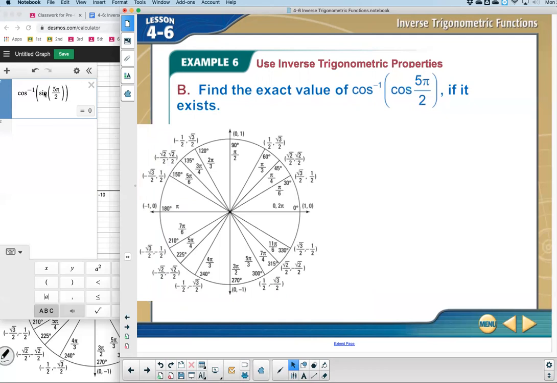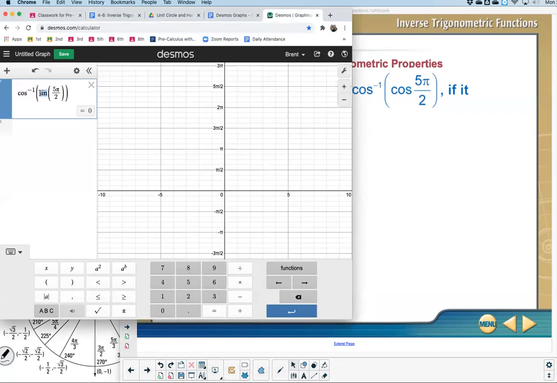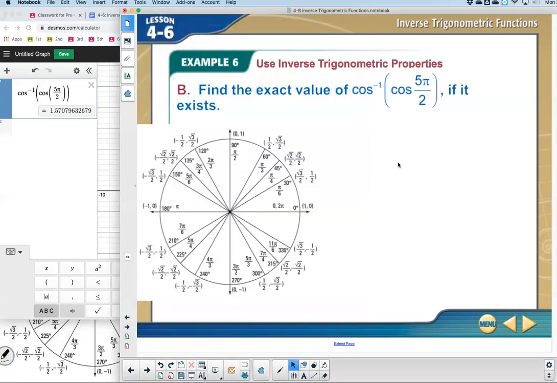Well, oh, wait. No, the answer is not going to be 0. Okay, so now we know what the answer is supposed to be. So how could we do this? Well, this time it's giving me an angle, which is not much of a triangle, but I can use the unit circle. So I'm going to go see what is cosine of 5 pi over 2.